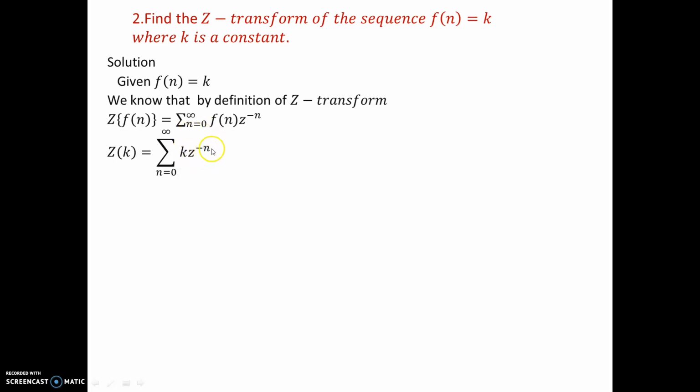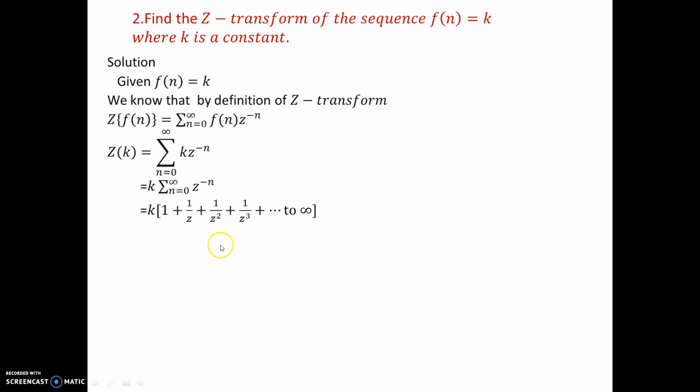Inside the summation only n terms exist, therefore taking out the constant k, we get k into summation n equal to 0 to infinity z power minus n. Next, to expand the summation, you write k into, put n equal to 0, z power 0, anything power 0 is 1, so the first term will become 1 plus z power minus 1, z power minus 1 can be written as 1 by z plus n equal to 2 z power minus 2, that can be written as 1 by z squared plus etc.